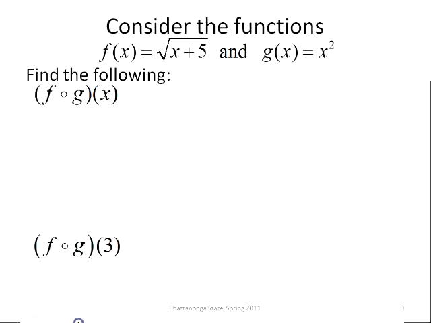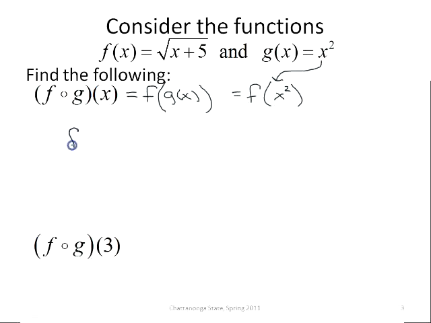Here we have the function f of x equals the square root of x plus 5, and g of x equals x squared. Here we want to find f composed with g. So that means we want the function f, and inside the function f, we're going to put the function g of x. Well, in this problem, the g of x is the x squared. So the x squared is what we use for the input into the function f.